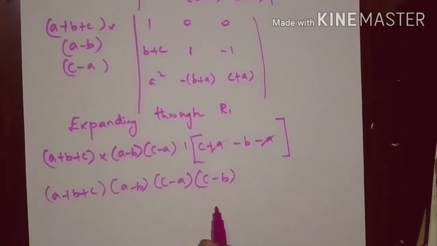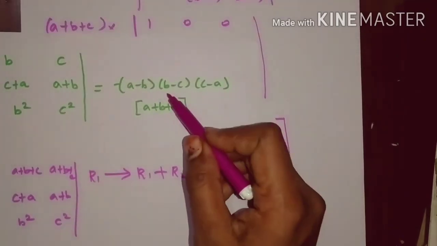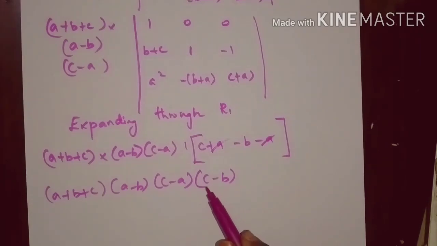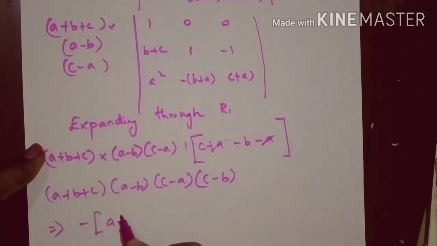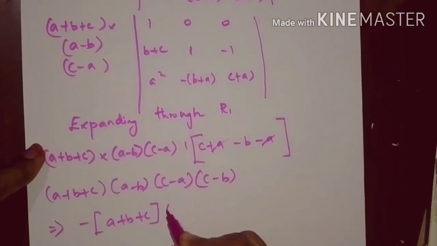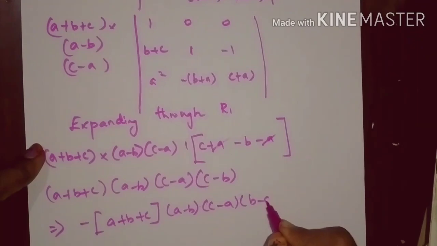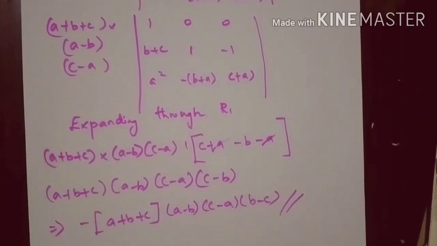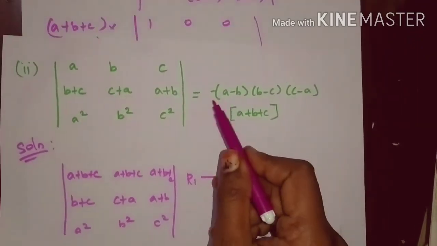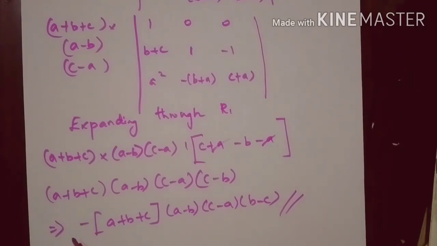But we need the term b minus c. We got the term c minus b. We can take a minus out. So minus of a plus b plus c into a minus b, b minus c and c minus a. Hence proved. We need the answer in the minus, and we got the solution also minus. So hence LHS is equal to RHS. Your solution has been proved.